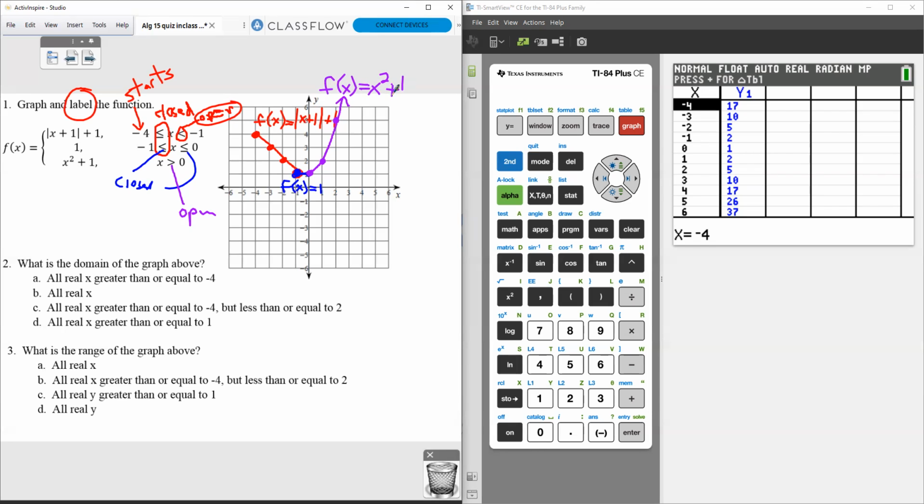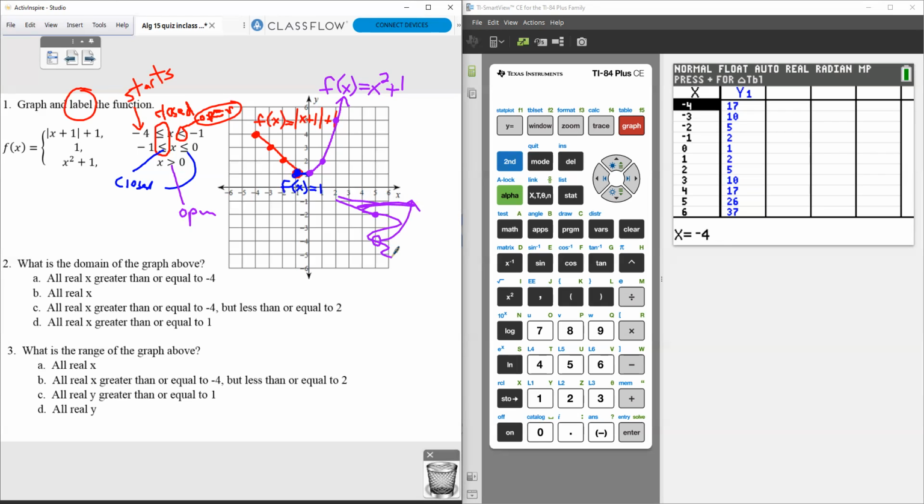So again, sometimes these graphs will connect, but remember, sometimes you might have a graph that goes like this, all right? But then maybe start an open dot and goes like this. Sometimes they don't connect. So be very, very aware of that. But that's not part of this graph, all right? So that's what that one looks like.